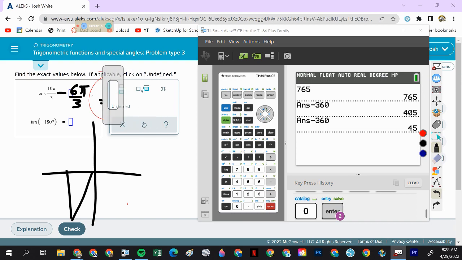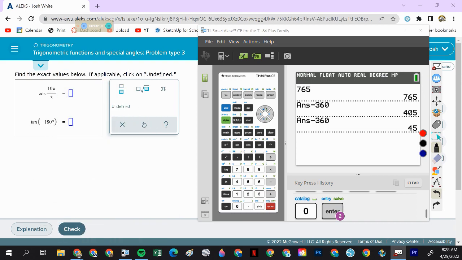Okay, the tangent of negative 180, if I add 360 to that, I'm looking at the tangent of 180. And tangent is y divided by x. At 180 degrees, what is the y value? 0. And the x value? Negative 1. 0 divided by negative 1 is 0. So the tangent of negative 180 is just 0.